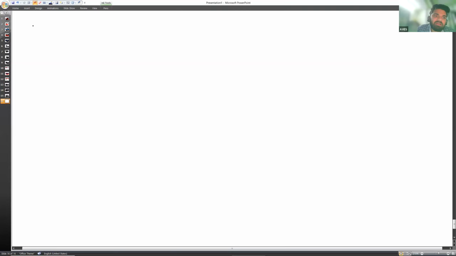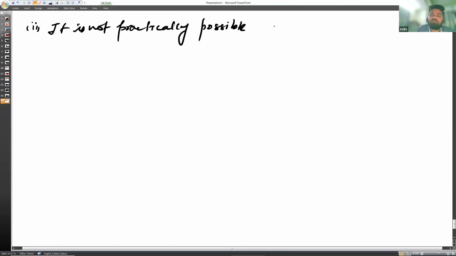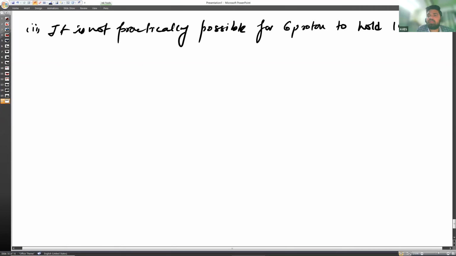So write it down second. It is not practically possible for six protons to hold 10 electrons, extra four, right, in bracket, extra four.